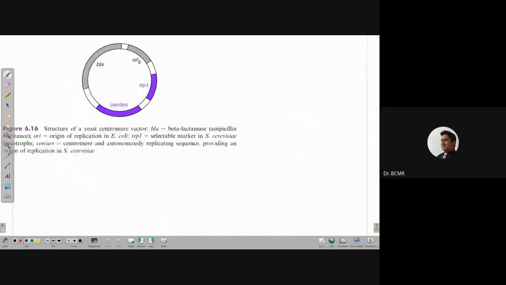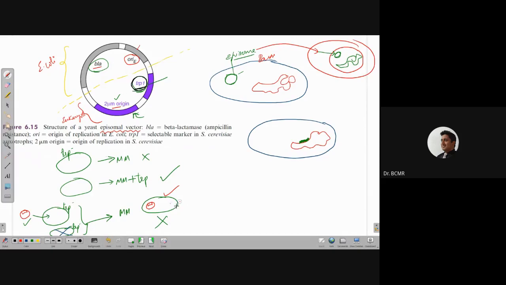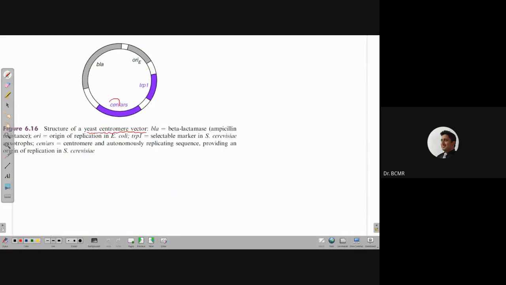I think this is the same, so I'll go here. Here is a different one, just that there is an addition to it. Here is a centromere vector. In the previous one, what may happen is when this cell divides or undergoes binary fission, there is no guarantee that both the cells will receive the plasmid. One cell may receive it and the other cell may not. So how can we ensure that all the daughter cells inherit the plasmid? We should do it by the addition of a centromere.